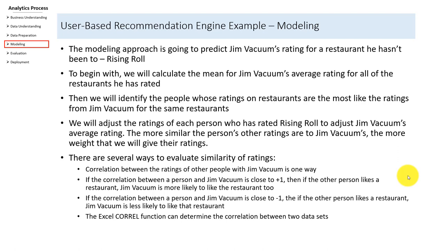If the correlation between Jim Vacuum and another person is close to +1, then if the other person likes a restaurant, Jim Vacuum is more likely to like that restaurant. If the correlation between a person and Jim Vacuum is close to -1, then if the other person likes a restaurant, Jim Vacuum is less likely to like that restaurant. That should all make sense to you. In Excel, we're going to use the CORREL, or correlation, function to determine the correlation between two data sets.